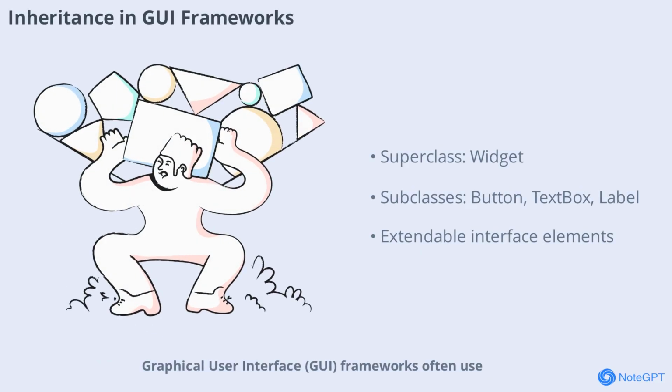Graphical user interface (GUI) frameworks often use inheritance to define common behaviors for interface elements. For example, a widget superclass might define basic properties and methods, while subclasses like button, text box, and label inherit from widget and add their own features. This makes it easy to create new interface elements by extending existing ones.